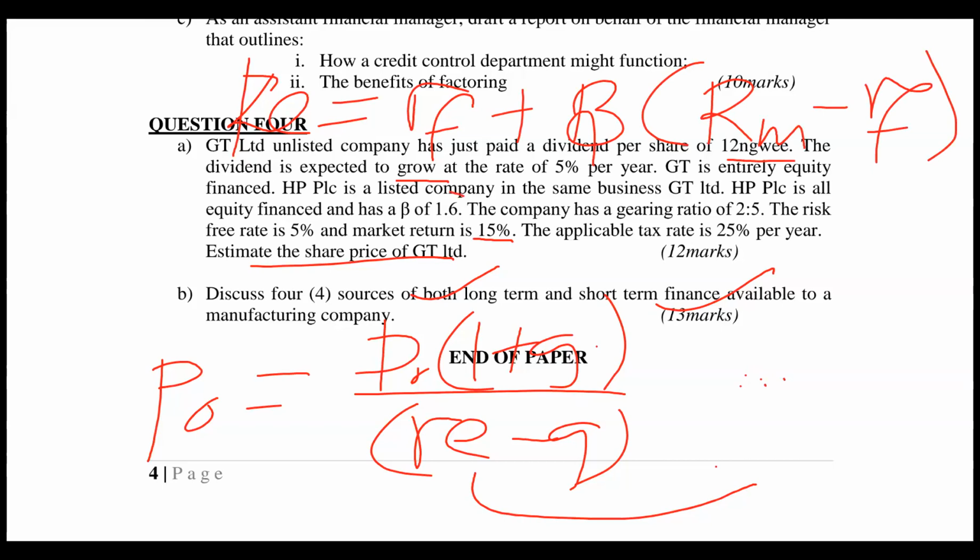We have the beta, but this beta that we have is not for GT company. The beta that we have is for the other company. It's for HP company, and HP is actually a listed company. So HP being a listed company, it means that its beta is actually levered or geared. Being a geared beta, the beta that you have here is an equity beta.